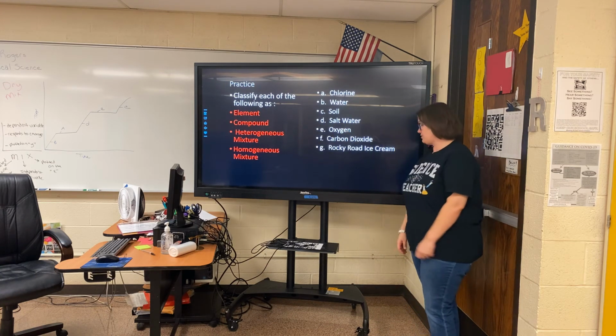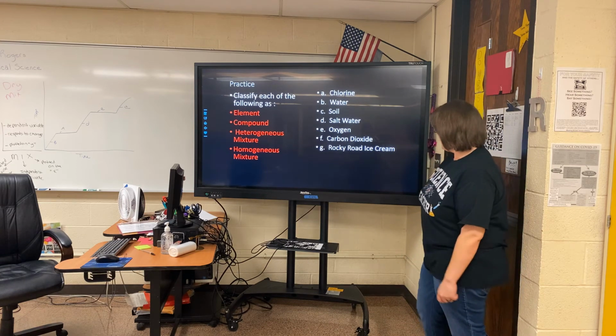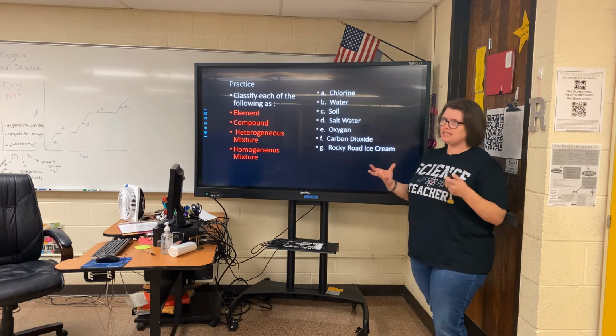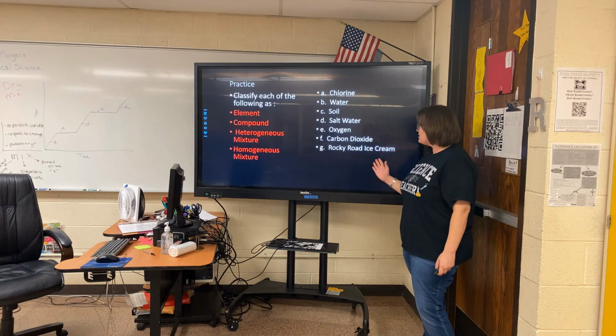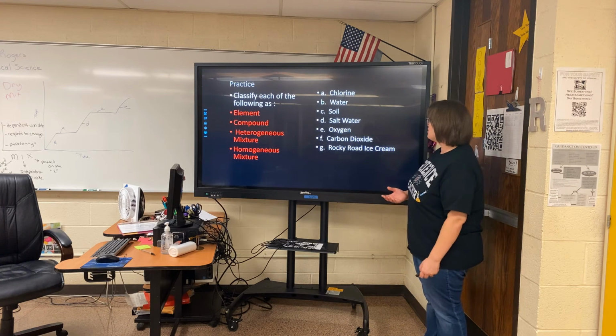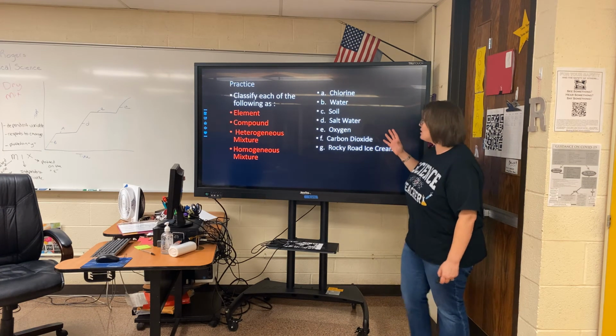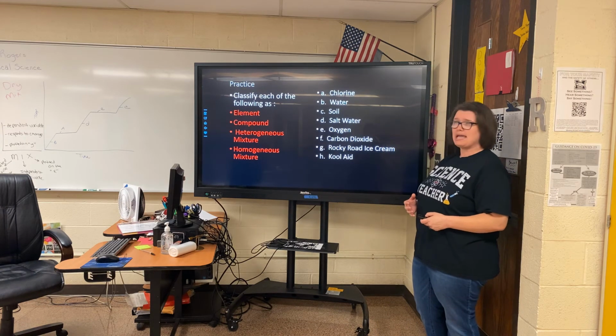Rocky Road ice cream. I don't like Rocky Road ice cream, it makes me itch. Rocky Road ice cream, we can definitely tell that it is a mixture of some sort. We can tell there are different parts in Rocky Road ice cream. You have the peanuts and the marshmallows and the chocolate, so on and so forth. And we can tell the different parts, so it's got to be heterogeneous, meaning different.